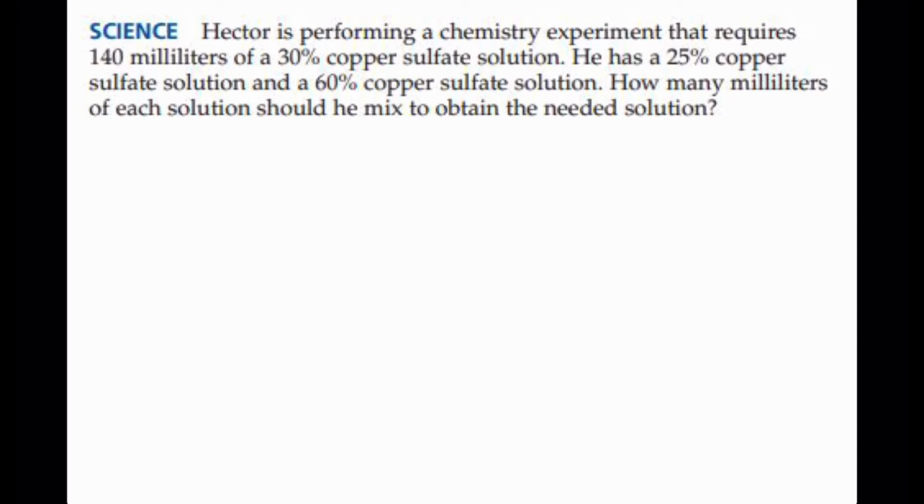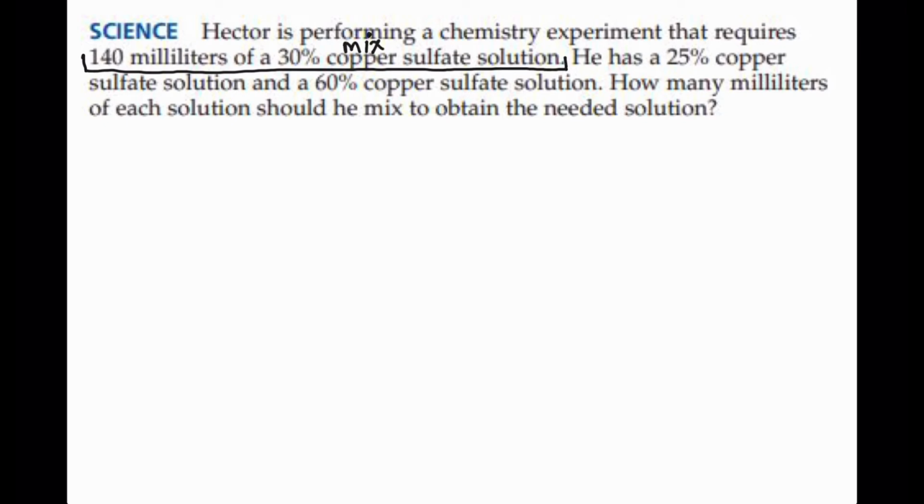Hector is performing a chemistry experiment that requires 140 milliliters of a 30% copper sulfate solution. He has a 25% copper sulfate solution and a 60% copper sulfate solution. How many milliliters of each solution should he mix to obtain the needed solution? So in this case, this 140 milliliters of the copper sulfate solution is going to be the mix. So this is the mixture that you want.